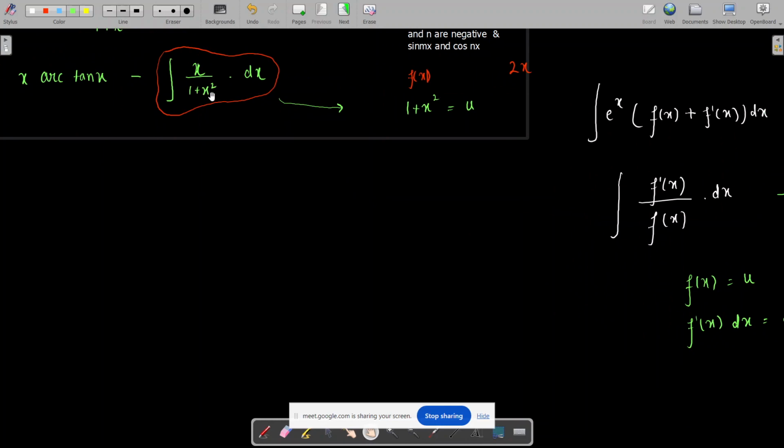So this is something that we identify here. I see that the derivative of 1 plus x squared is going to be 2x dx equals du. Now we don't have exactly 2x in the numerator. We just have x. But we can manage this 2. We can divide the equation by 2. So we get x dx equals du over 2. Okay?